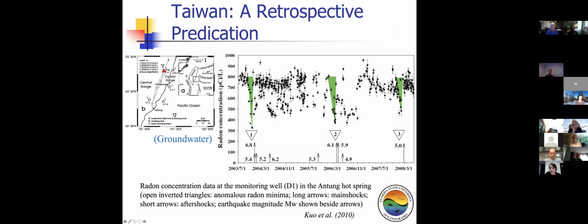And you can see that the tick marks here are about 2 months apart. So the difference, although it looks small on this plot, this is actually the minimum in the radon, is actually a few weeks before the seismic event in each case. So it's actually a quite impressive record.